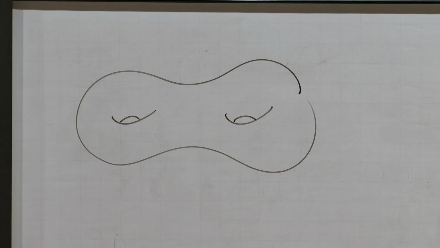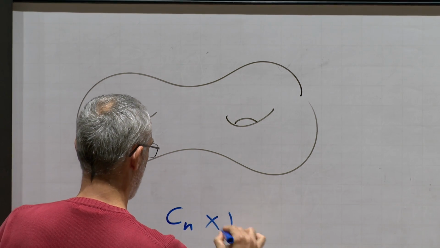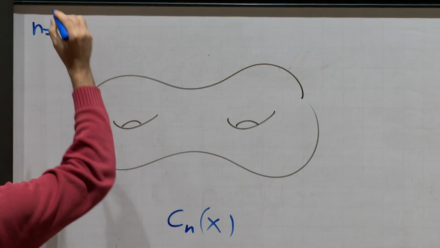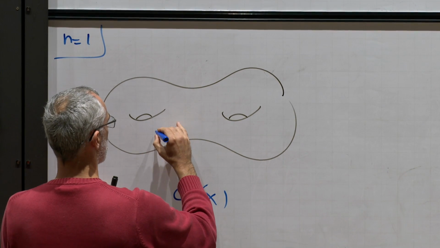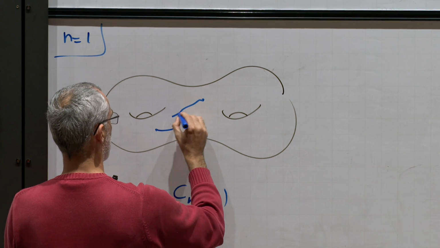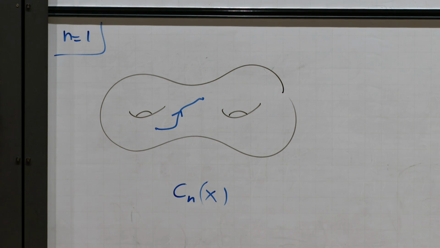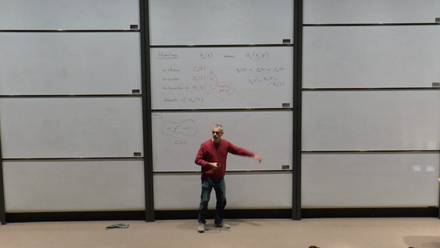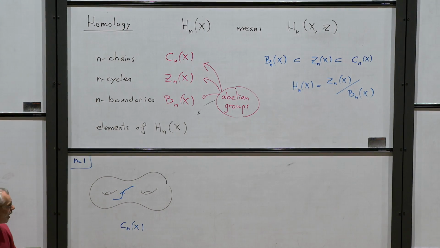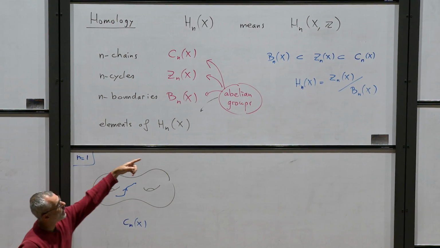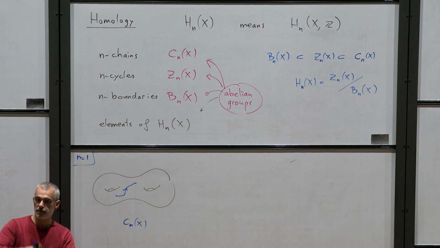So a typical element of Cn of X, here I'm taking n equals 1 just for the purpose of drawing things that are easier to draw. This is a typical example. It's something that, at the end of the day, does not represent a homology class. Homology classes need to be closed loops. And that's not a closed loop, it's just a little path. But these are going to be useful in defining Zn, the set of cycles, as certain chains that happen to be closed.